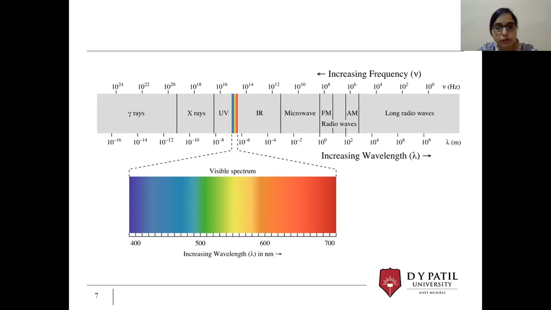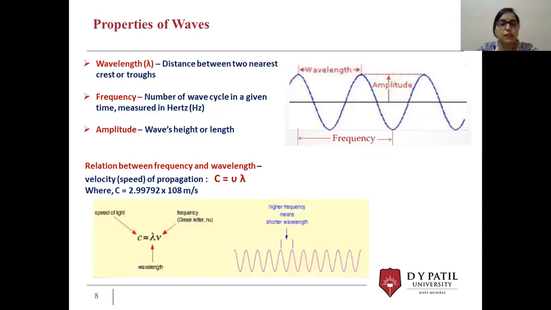So a lot more information can be derived from these different kinds of sections or regions of the electromagnetic spectrum. Okay, so now we will deal with properties of waves. Again, these are a revision of the things which we have already studied. So just to revise, what is wavelength? It is the distance between two nearest crests or troughs.